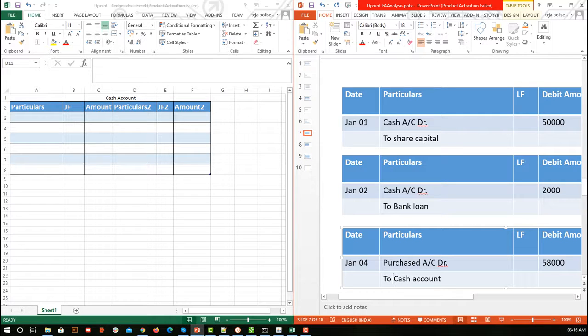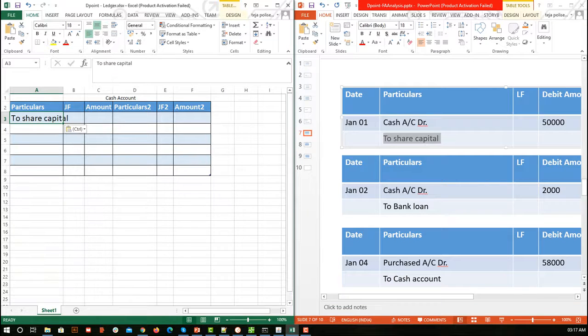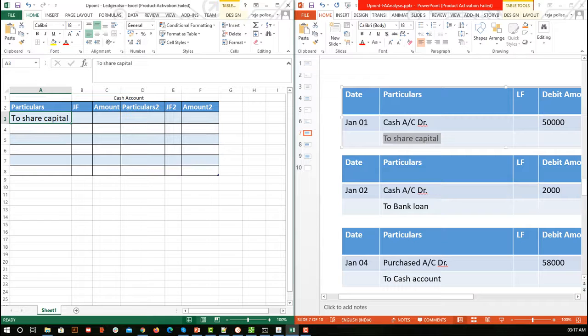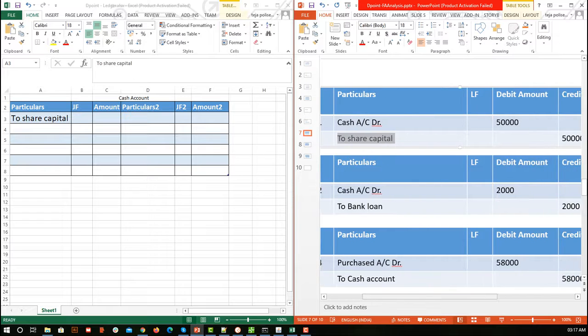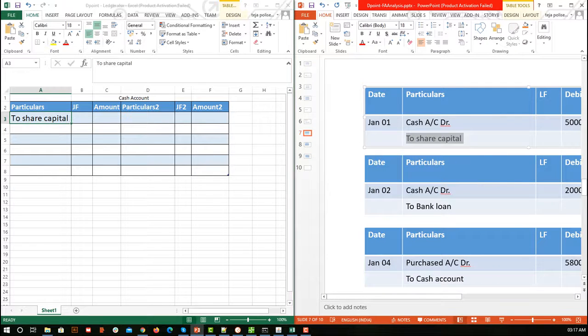In the first transaction we have the cash account, so we focus on the share capital or capital account. Since this transaction is involved, we write To on our left hand side particulars. Let me maximize this. I hope this is clear. Now what is the amount? It is 50,000. So let's write 50,000 here.